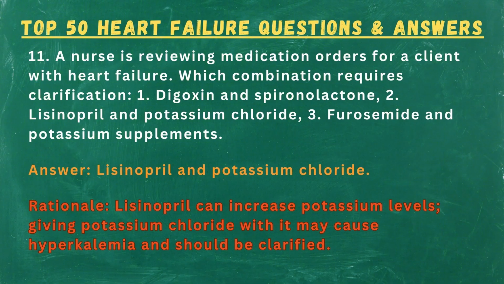11. A nurse is reviewing medication orders for a client with heart failure. Which combination requires clarification? 1. Digoxin and spironolactone. 2. Lisinopril and potassium chloride. 3. Furosemide and potassium supplements. Answer: lisinopril and potassium chloride. Rationale: lisinopril can increase potassium levels. Giving potassium chloride with it may cause hyperkalemia and should be clarified.